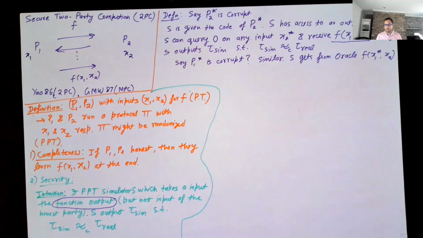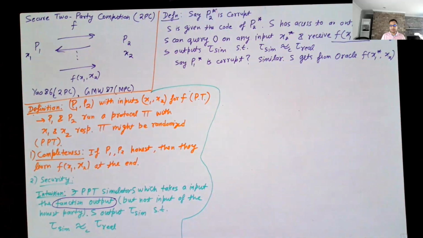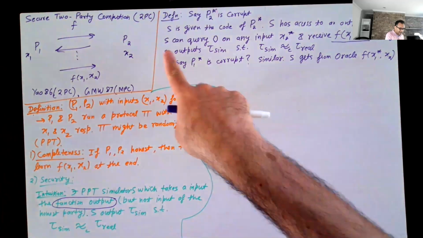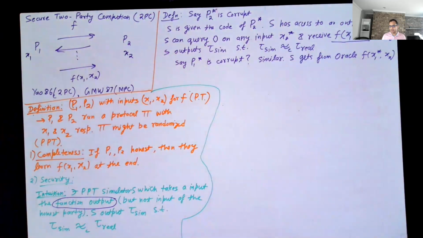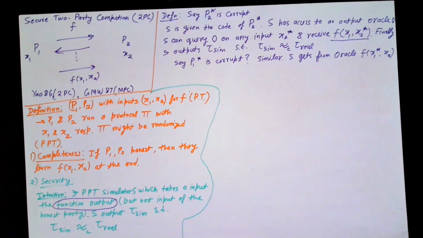Yeah. And the simulator queries the oracle exactly once, not more than once. Okay, and nobody gives x2 star basically to the simulator. Nobody gives x2 star. The simulator has to look at the code of p2 star in some sense, and the simulator has to learn what x2 star is. Okay, thanks.